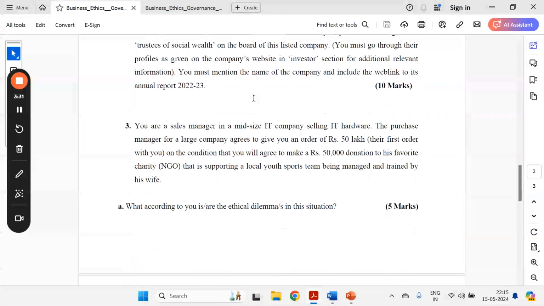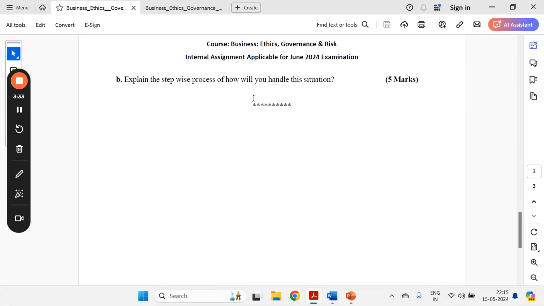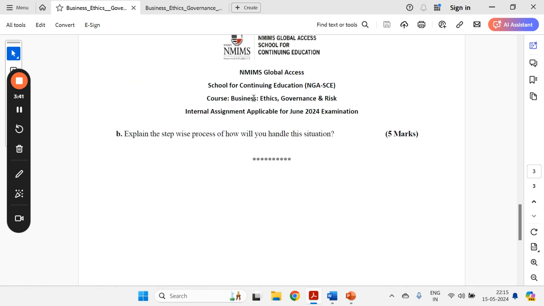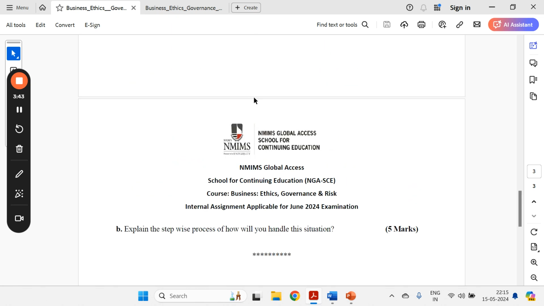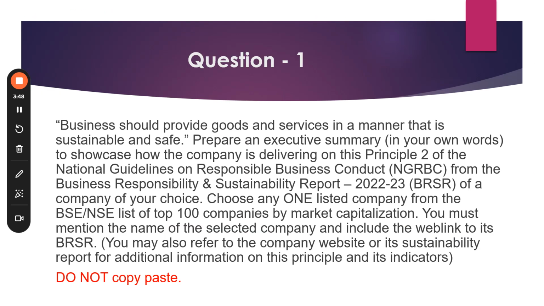These are the three questions: first, second, third A and third B. Each question is of 10 marks. Third A, third B is of 5 marks. I think you are in the fourth SEM, so you have already given the 3 semester assignments. So I am not going into detail about each and every question. Let's directly jump to the question.